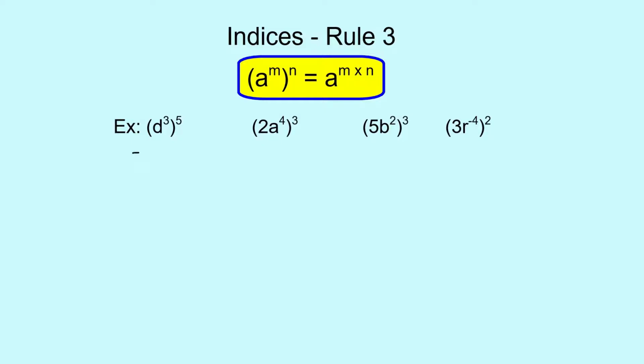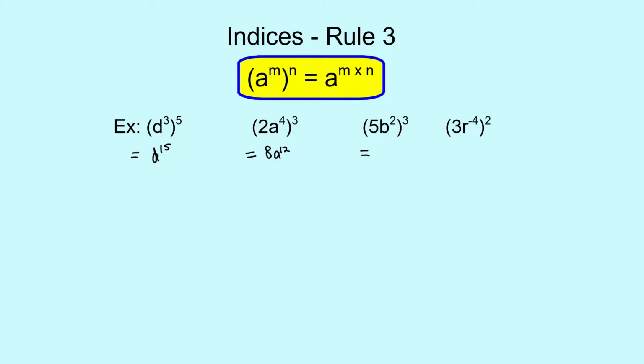So if we look at a few examples of how that's going to work, d cubed, in the first bracket to the power of 5, 3 times 5 is 15, so we get d to the power of 15. In the second example, slightly different because we've got this coefficient, this number term. We just treat that as normal. 2 cubed would be 2 times 2 times 2, which is 8. And then we use the indices rule number 3 for the power of a power. So a to the power 4, 4 times 3 is 12, so it'll be a to the power 12.